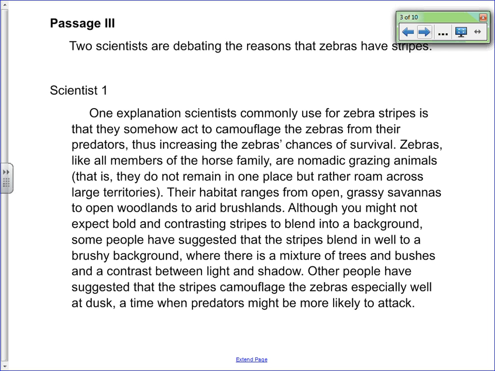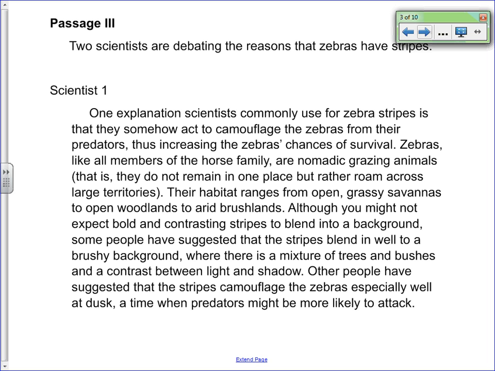Although you might not expect bold and contrasting stripes to blend into a background, some people have suggested that the stripes blend in well to the bushy background, where there is a mixture of trees and bushes and a contrast between light and shadow. Other people have suggested that the stripes camouflage the zebras especially well at dusk, a time when predators might be more likely to attack.